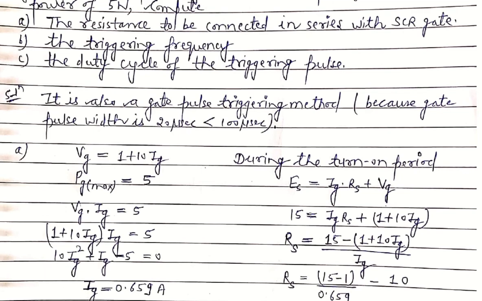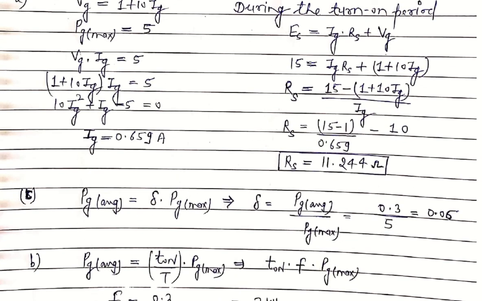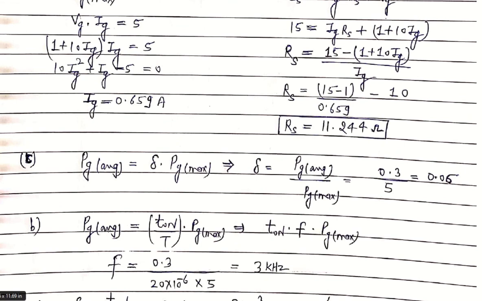Now we have to find the duty cycle as well as the triggering frequency. We know the same expression: PG average equals delta times PG maximum, less than or equal to PG maximum. Delta is T1 upon T, and 1 upon T is the frequency, so PG average equals T1 into f into PG maximum. PG maximum is already given in the problem, PG average is also given, and T1, the on time, is 20 microsecond. By putting all the parameters we can easily calculate the frequency, which is obtained to be 3 kilohertz.